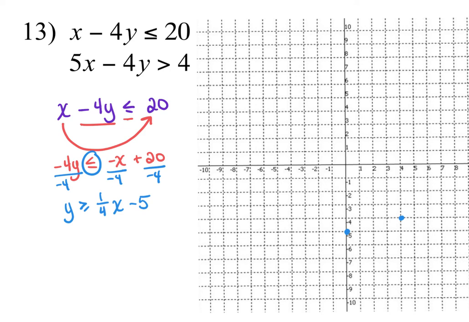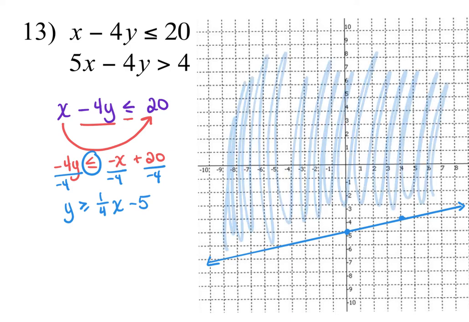Just like I did before, I'm going to decide that this guy is solid because it's or equal to. So I'm going to make this a solid line. And then I'm going to determine where to shade. Because I flipped it, my shading is actually going to be different than it looked like it would be. When I started, it looked like it would be less than, but because I divided by a negative, it's actually greater than. So I'm shading above this line here. Shading above that line. All right, my next one, 5x minus 4y is greater than 4.